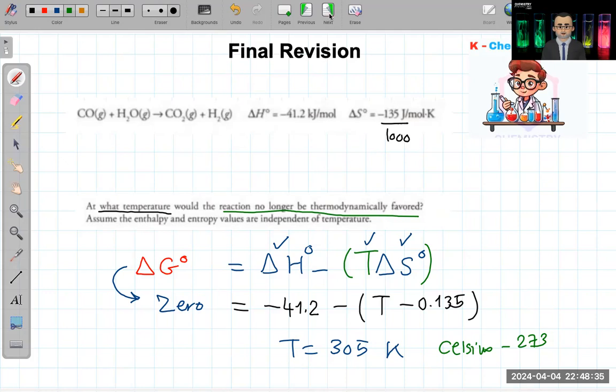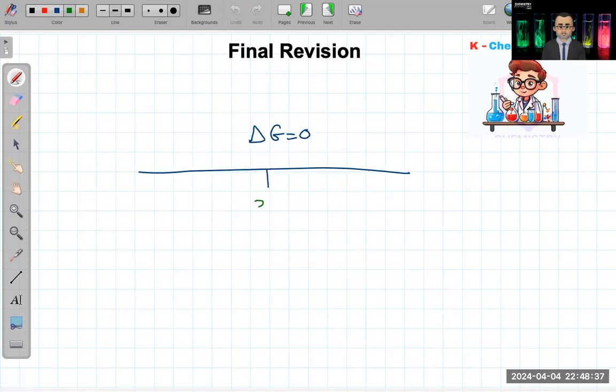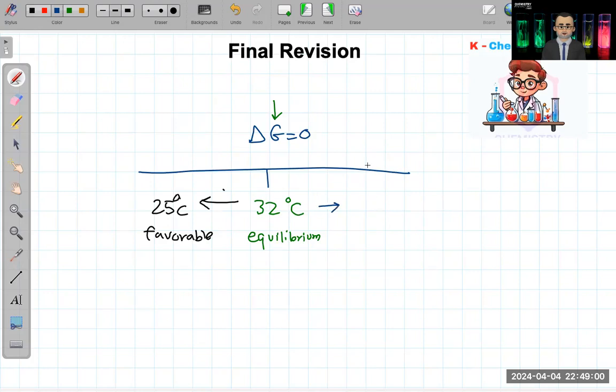Mister, this means what? That at the temperature 32 degrees centigrade, you are at equilibrium. Anything which is less than that will be good. How did you know, mister? Because you said 25 is favorable. So anything less than 25 will be okay. The reaction will happen. But anything more than 32?